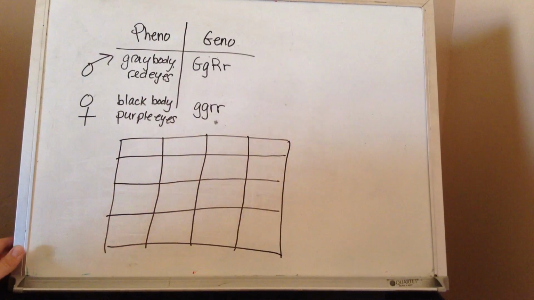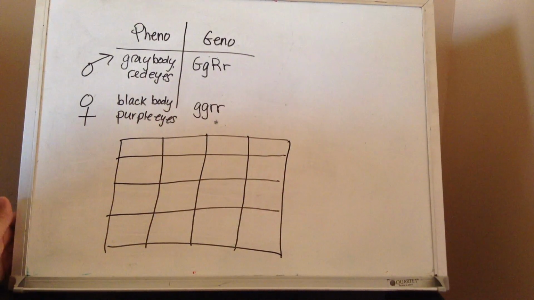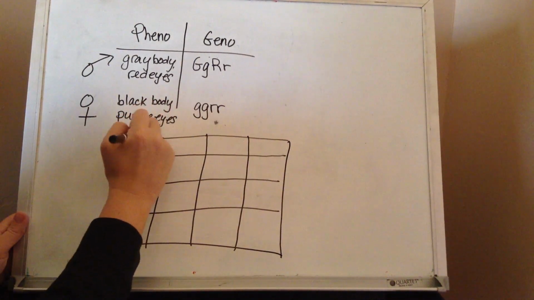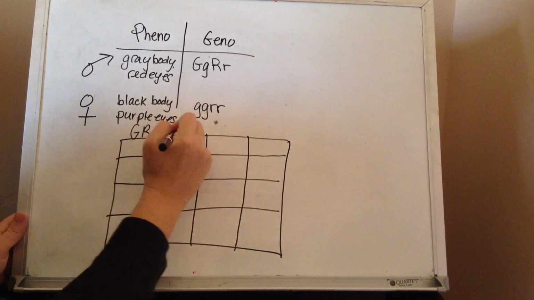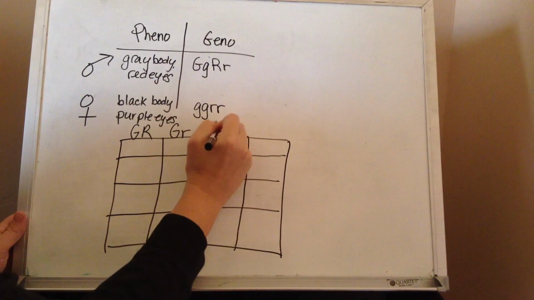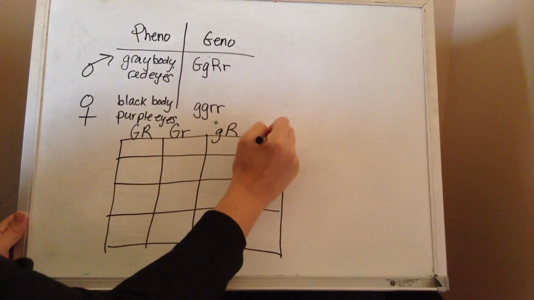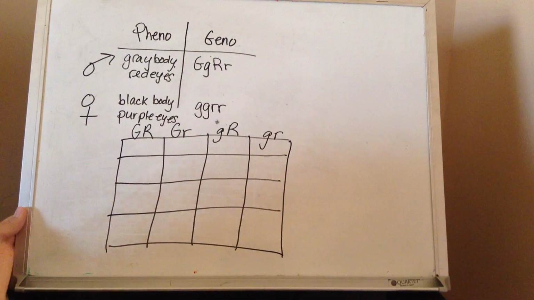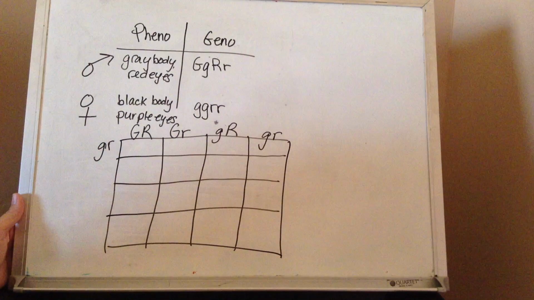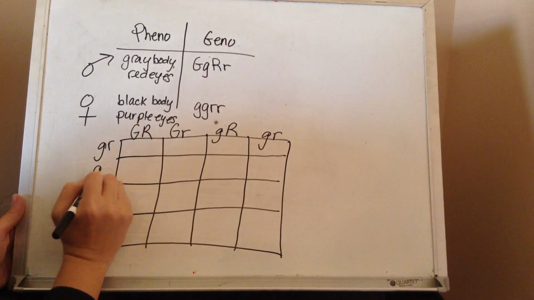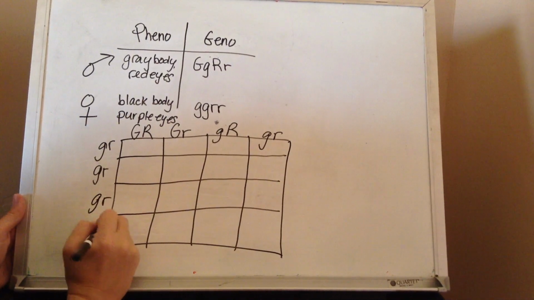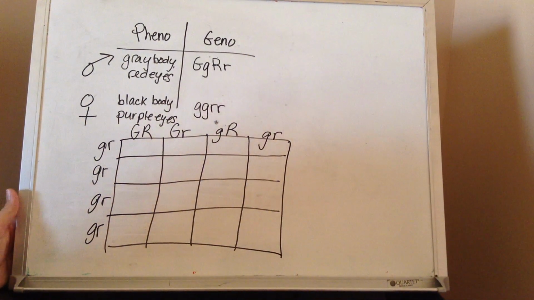We will put the alleles along the top and the side of our Punnett square. So for the male, we first put our different combinations of alleles. Then for the female, we will put our combinations for the alleles. Since she is homozygous recessive, all of her alleles for this Punnett square will be little g and little r. We will then work the Punnett square.